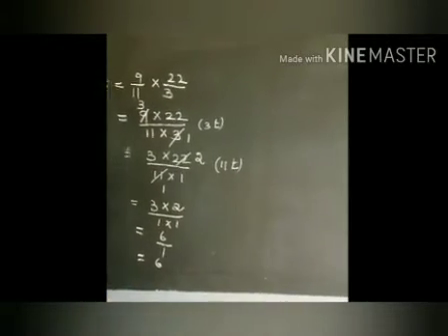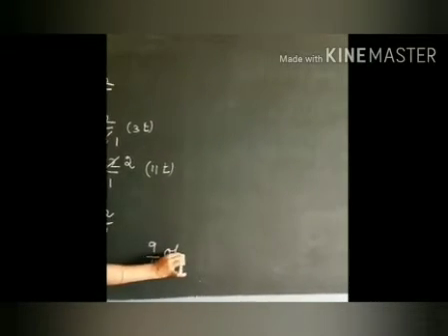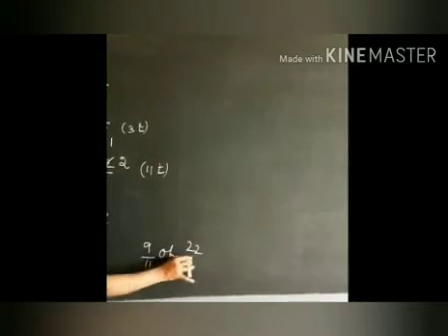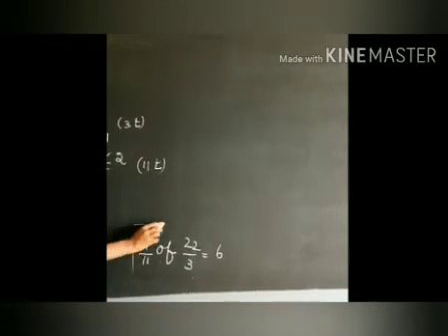That is your answer: 9 divided by 11 of 22 divided by 3 is equal to 6. And then mark this answer.